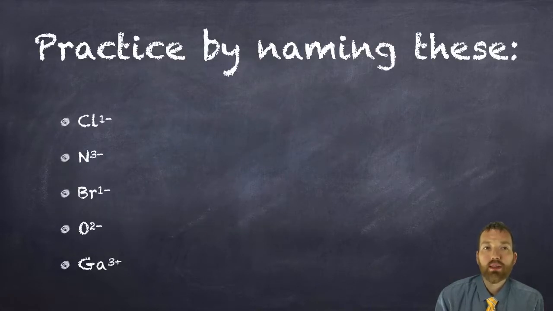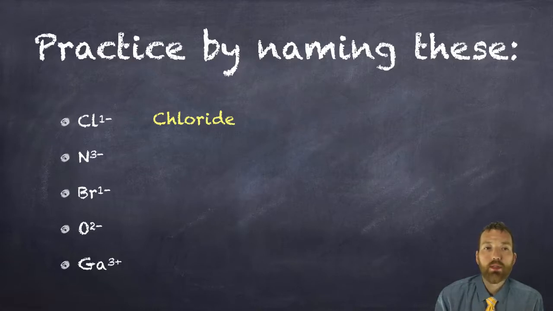So let's do some practice. Pause the video, write these down in your notebook, and try to name these. When you're ready, unpause it and see how you did. Okay, here we go. Cl is chlorine, so it gains 1 electron to become chloride ion.